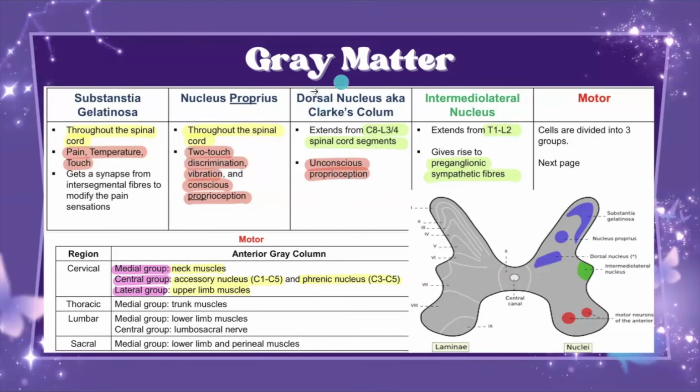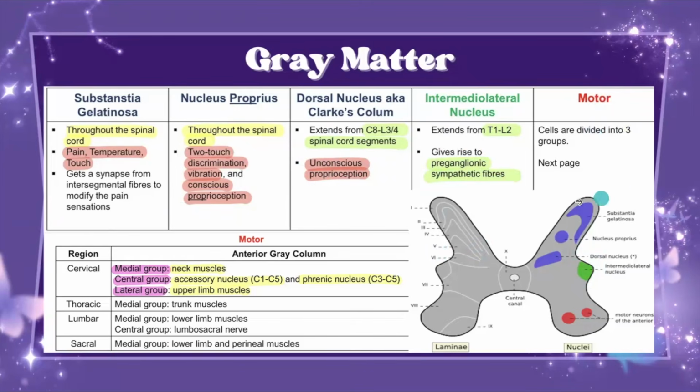Okay, next we have the dorsal nucleus or the Clark's column. The Clark's column doesn't extend throughout the entire length of the spinal cord. It only extends from the level of C8 to L3, L4, and is responsible for unconscious proprioception. We already talked about this. Now, for the lateral horn, we will talk about the lateral nucleus. This is called the intermediolateral nucleus. This one extends from the level of T1 to L2, and it gives rise to preganglionic sympathetic fibers, just like we mentioned in the lateral horn.